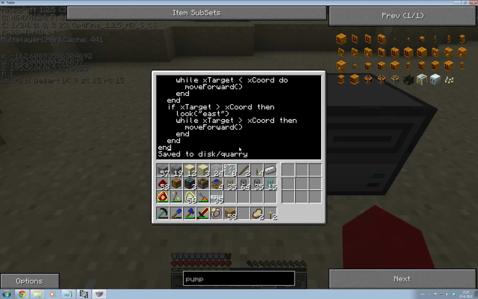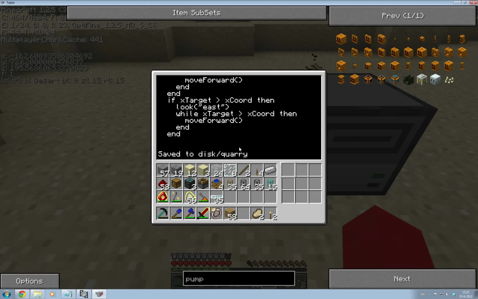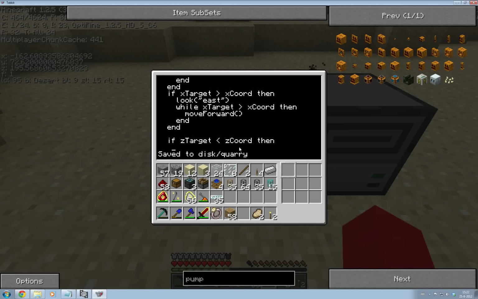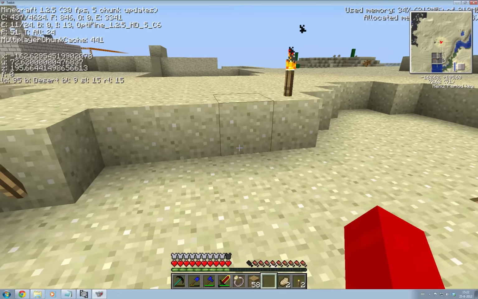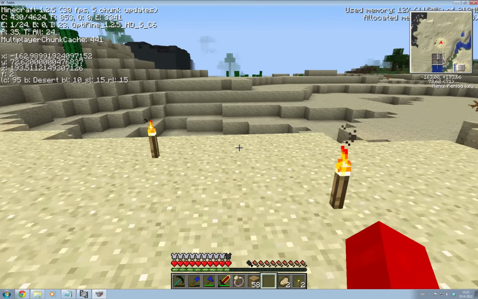And now all we have to do is also go to the correct z, which is going to work in exactly the same way as the x. So I'm just going to have to type that out real quick. So our z target is smaller than our z coordinate, so we're going into the negative z, which is that way. That's north. Excellent.